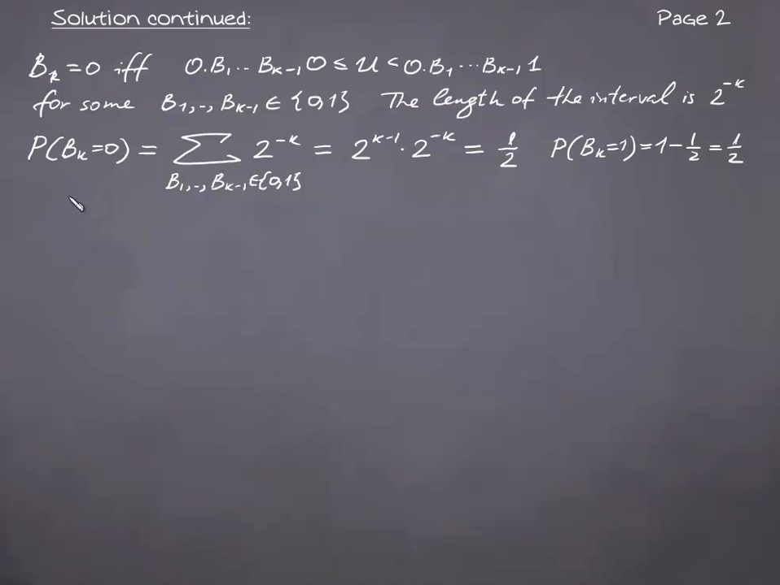Okay, so now how can we prove that these digits are independent? We can prove that for any s and k such that 1 is less than or equal to s less than k, bk and bs are independent random variables.